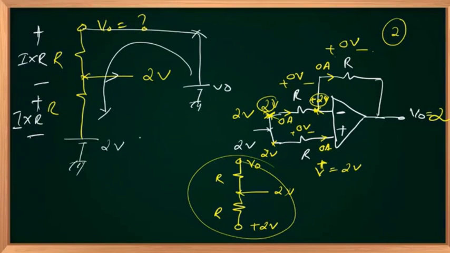So what is I? I is nothing but the potential difference. Here it is V out minus, here it is 2, divided by total resistance 2R.